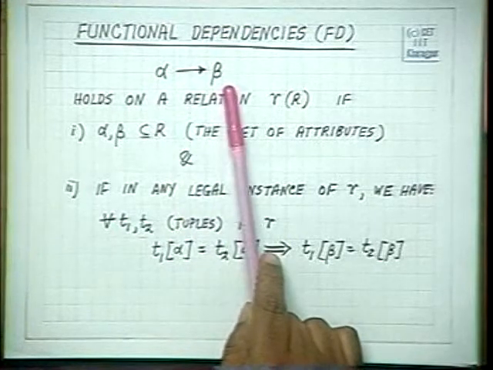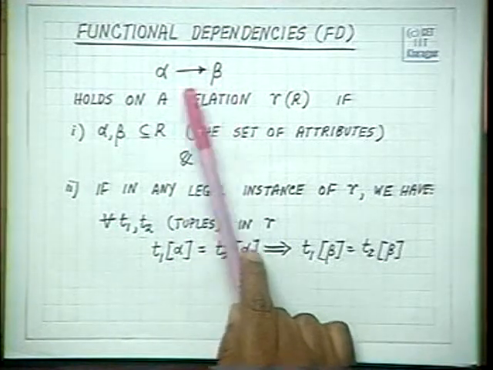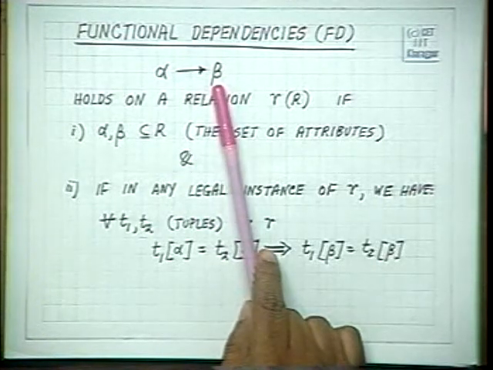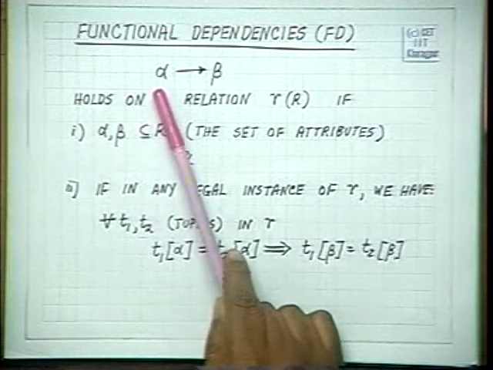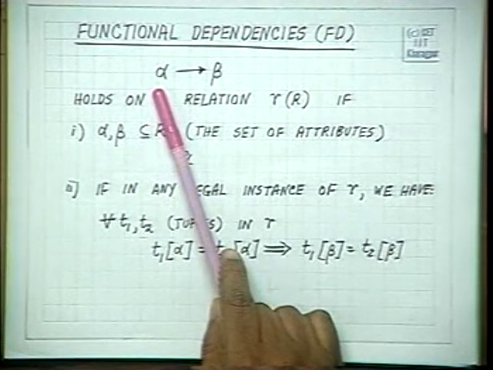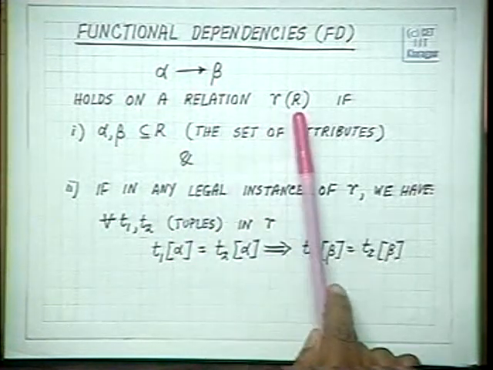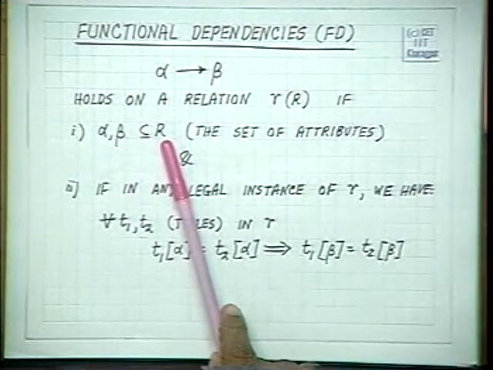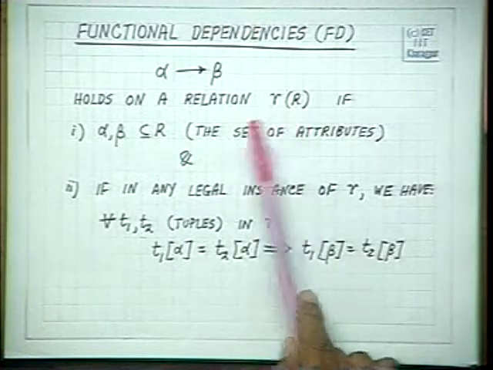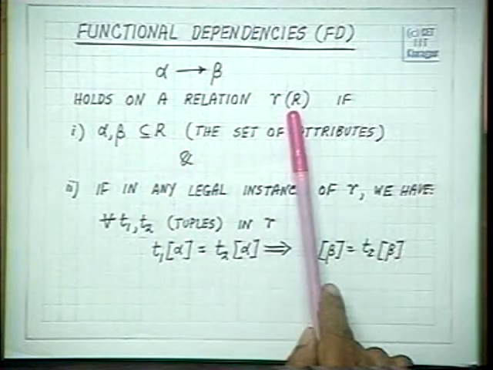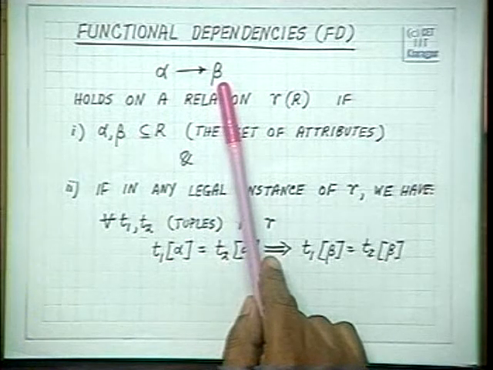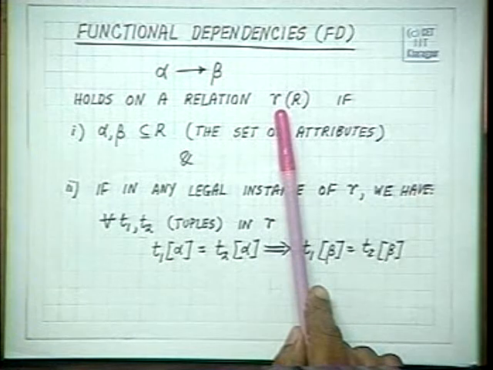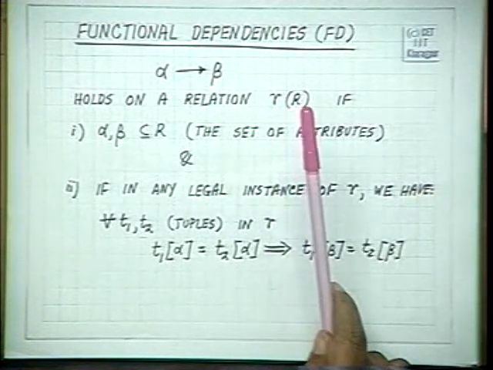Alpha and beta are two attribute sets. This is a set of attributes, this is another set of attributes. We say that the functional dependency alpha to beta holds on a relation R if, obviously, alpha and beta are subsets of the set of attributes of R. If alpha and beta are not subsets of the set of attributes of R, this functional dependency has no implication in this relation R. It has an implication somewhere else.